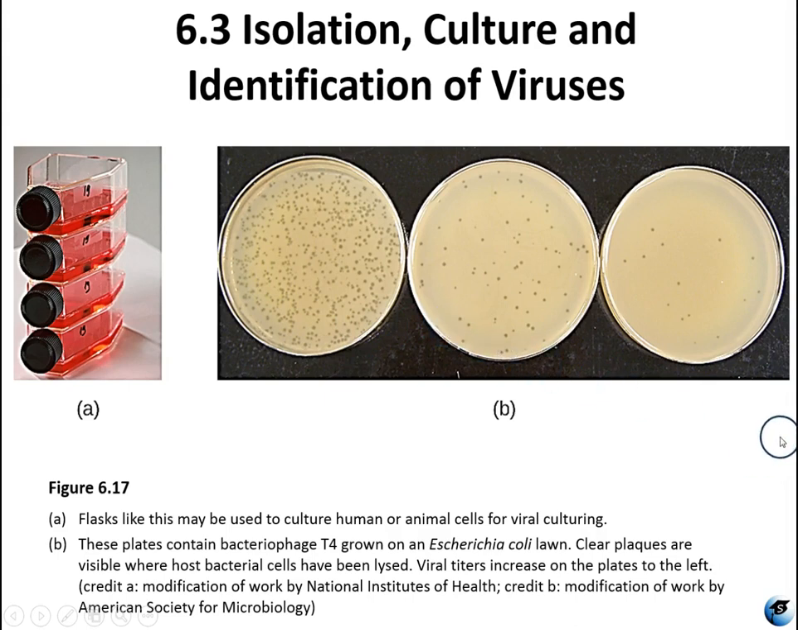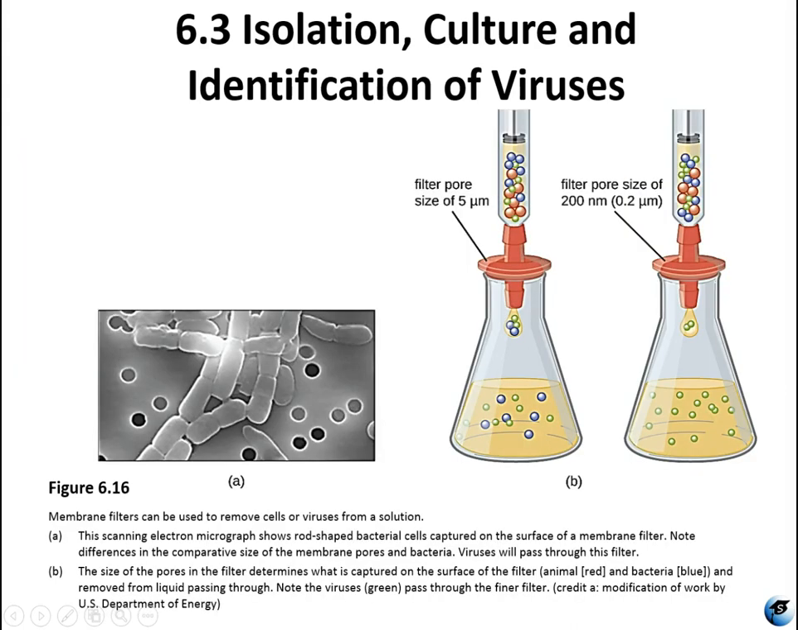So you've grown bacteria out on the lawn, and then you can actually see how many plaques are formed, indicating that bacterial cells are lysed. So again, you can see how it's very similar to doing a serial dilution for bacteria, and you kind of have a countable plate. It's very similar to that, except instead of counting the bacteria, you're counting sort of the absence of bacteria. And then this is an example of how you would quantify animal or plant viruses, where you're using membrane filters to remove the virus from the solution. So the size of the pores in the filters can determine what is captured on the surface of the filter.